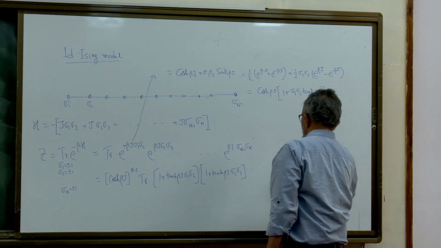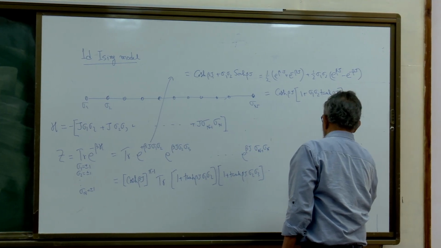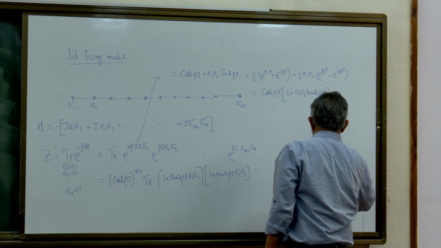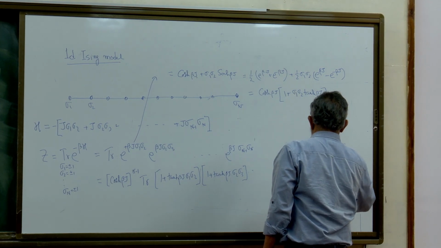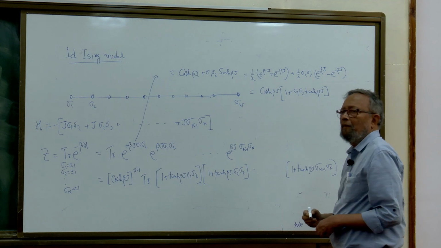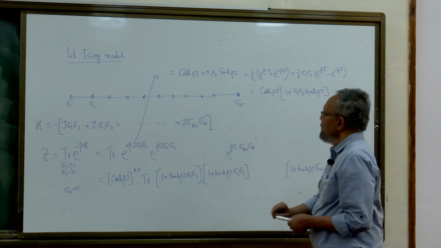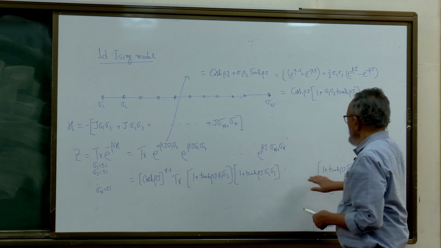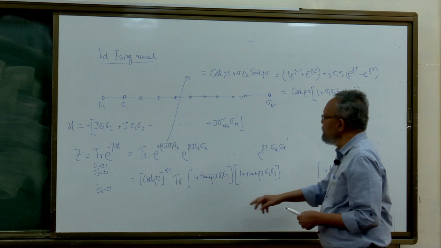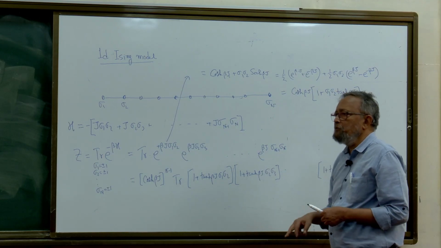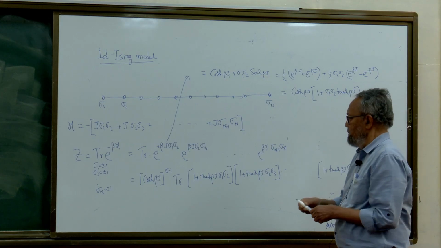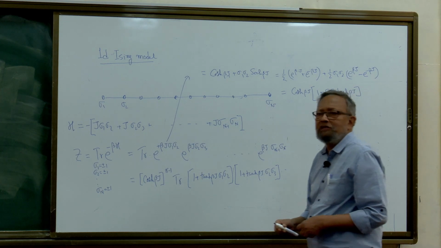And then you have 1 plus tanh beta J sigma n minus 1 sigma n. For each bond we have a term like this, and we have N minus 1 bonds, so we have a product of terms that look like that. And then I have to sum over all sigmas, taking two values, plus 1 or minus 1. So can you just look at it and tell me what this is going to be?